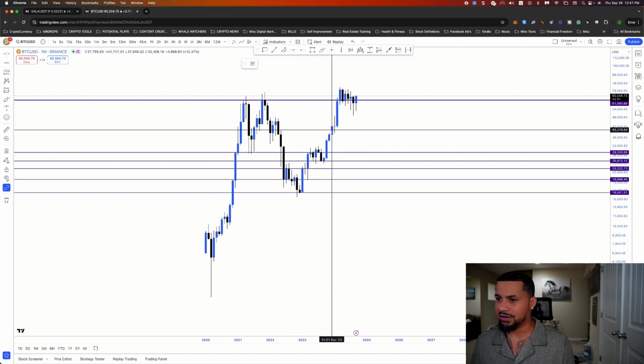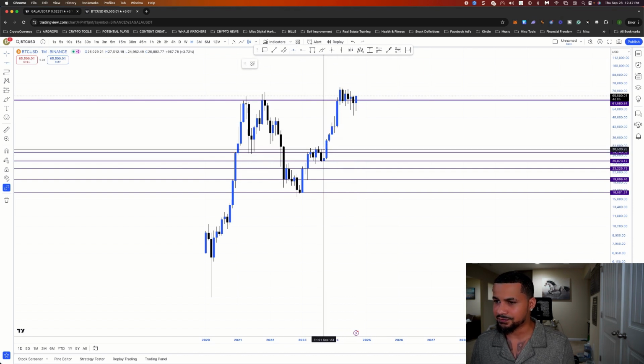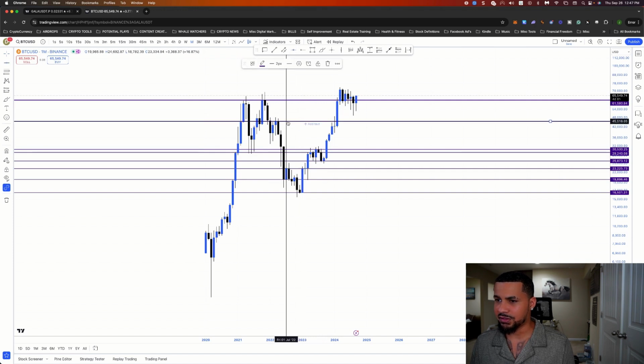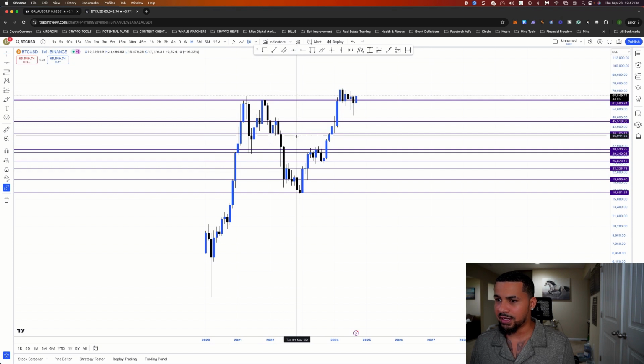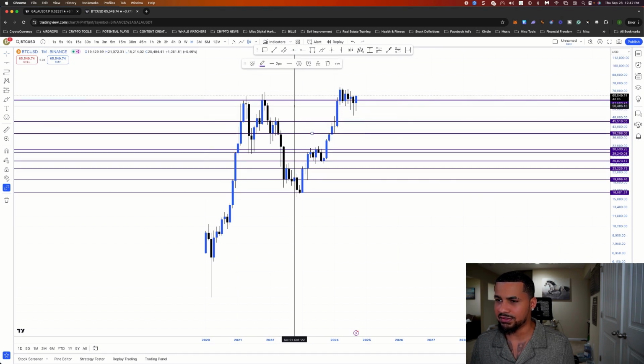We're going to plot another resistance over here. We're going to plot some more over here because we have some more resistance. We have another support floor right here. We have, and let me just adjust this, and you can see that I'm moving this directly to where these candles are.